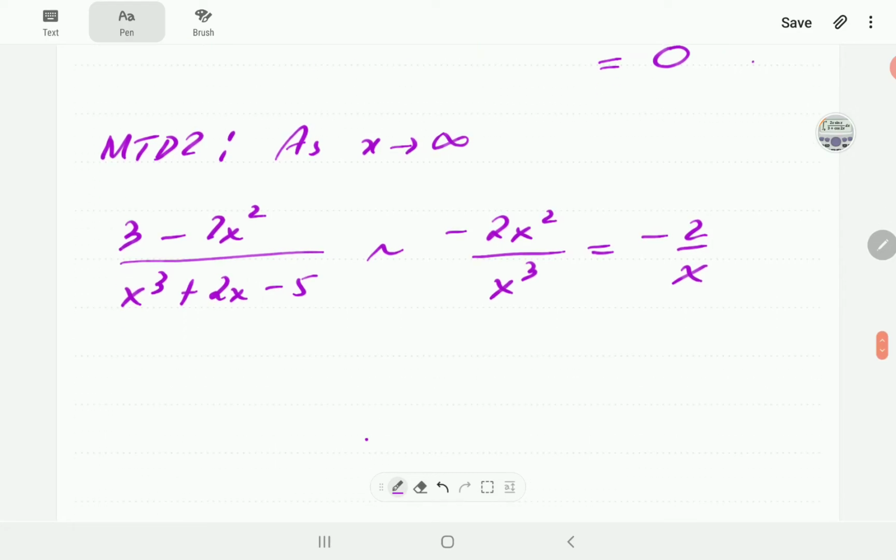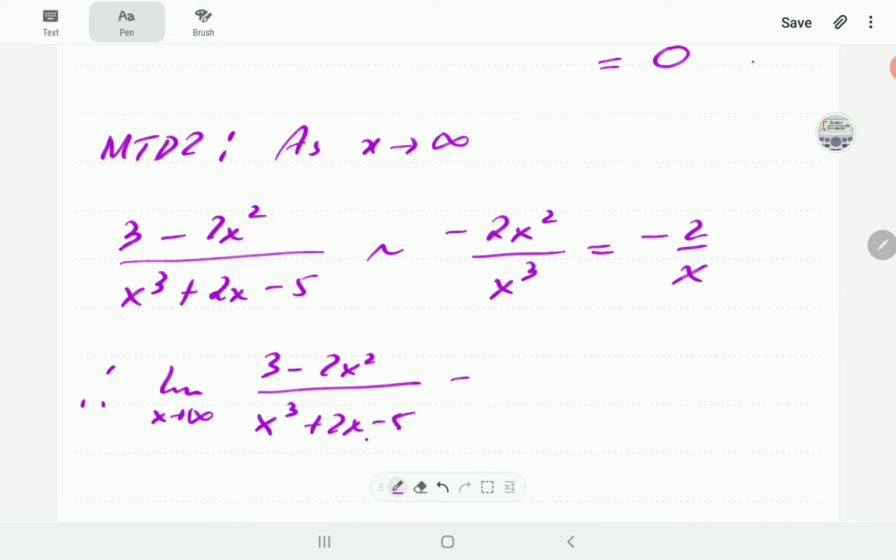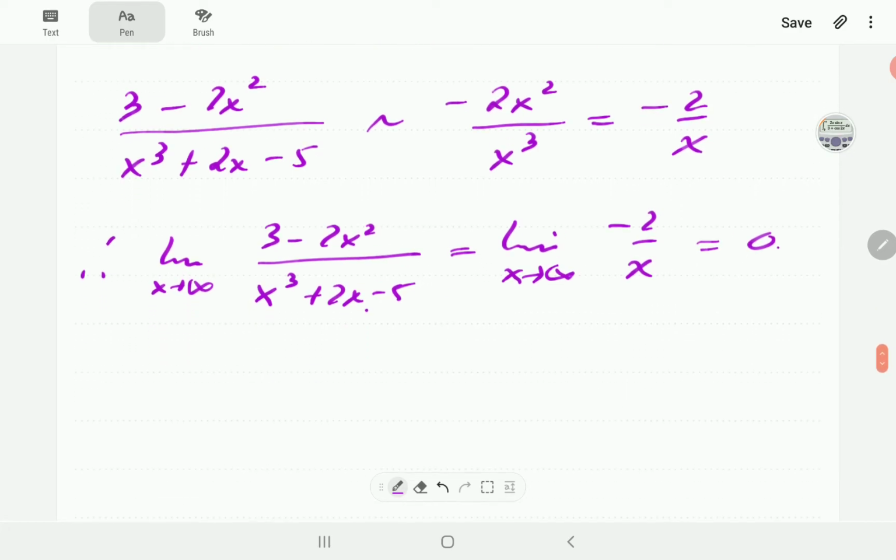What does this mean? This means that the limit as x goes to infinity of 3 minus 2x squared over x cubed plus 2x minus 5 is going to behave like the limit of negative 2 over x as x goes to infinity, and the limit of this is 0.